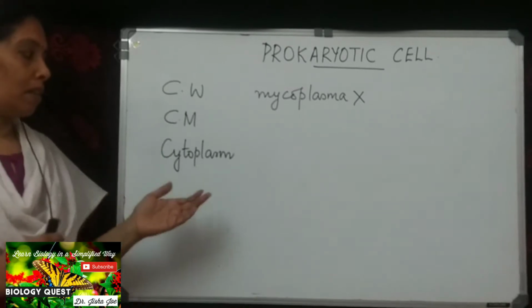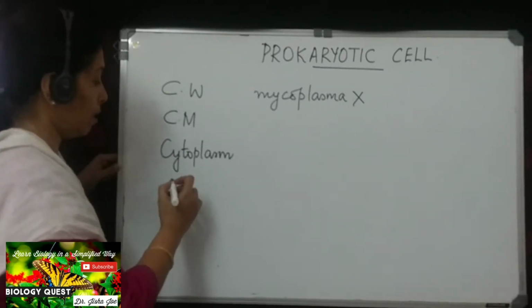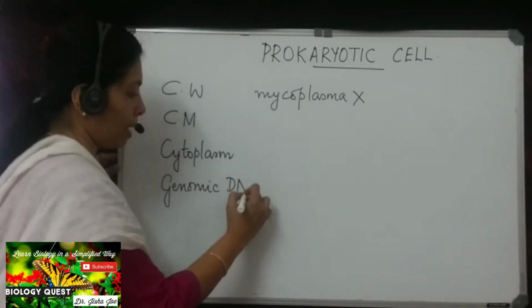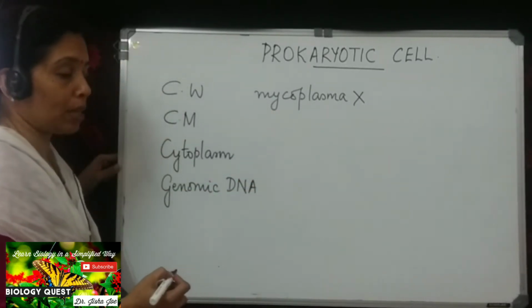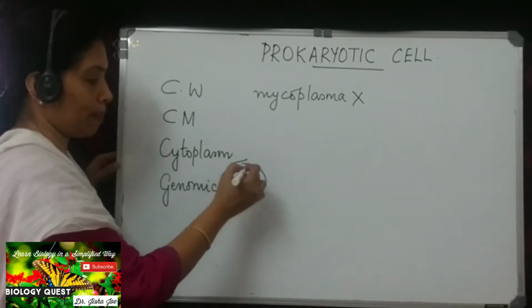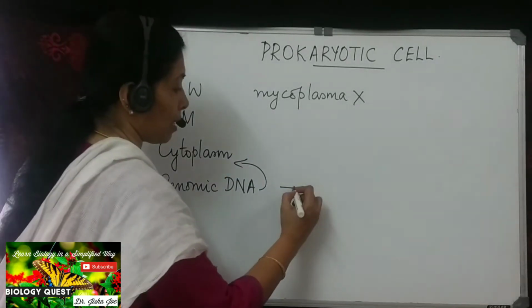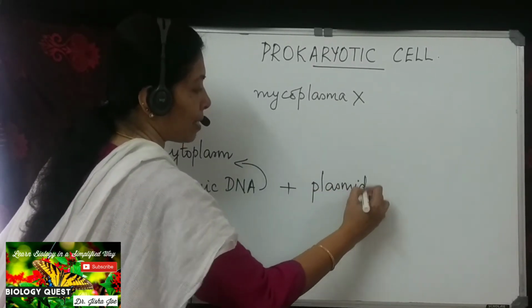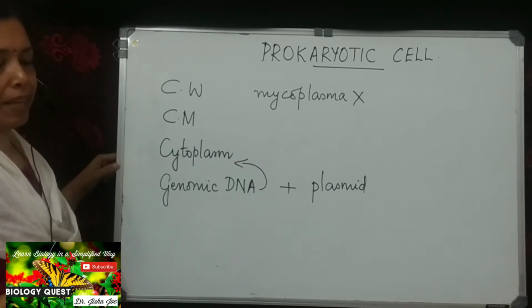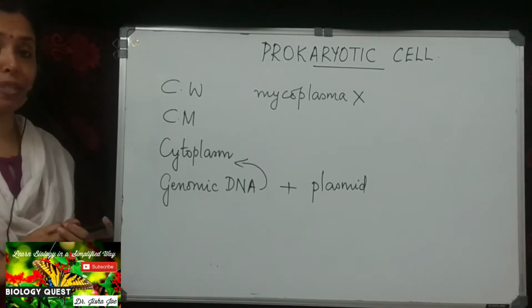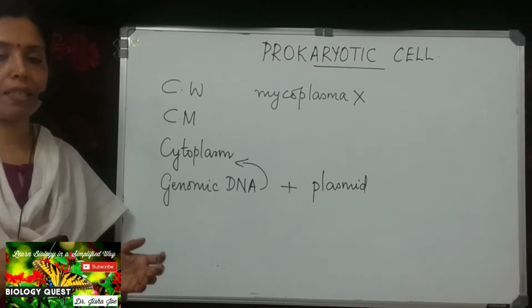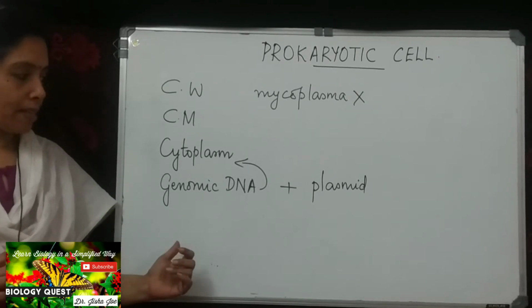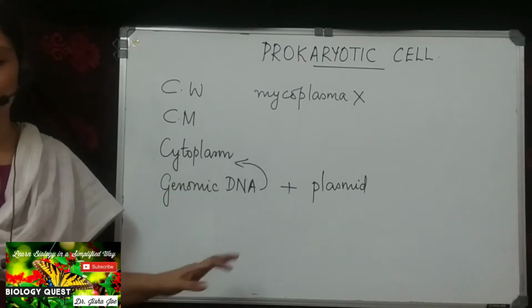And so that is about the genetic material, the genomic DNA. It is present in the cytoplasm. No well-defined nucleus is present, so it is present in the cytoplasm. In addition to the genomic DNA, there is another circular DNA which is called as the plasmid DNA, and we have seen plasmid DNA is used as vectors in genetic engineering or biotechnology.